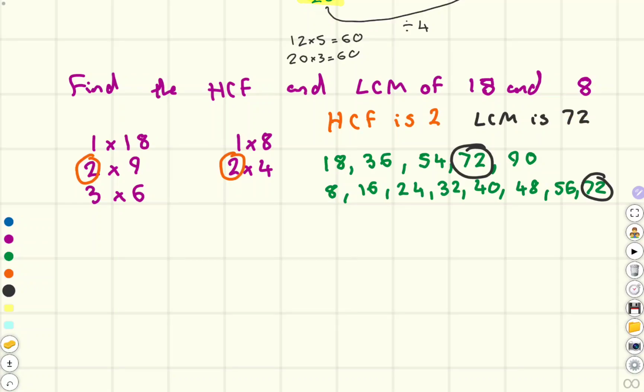Okay, so that's the answer. Let's get the same answer using the trick that I showed you in the previous section. So we're going to write this as a fraction, 8 over 18. Now you might say, what happens if I write 18 over 8? You'll still get the same answer, so don't worry. Let's simplify that.